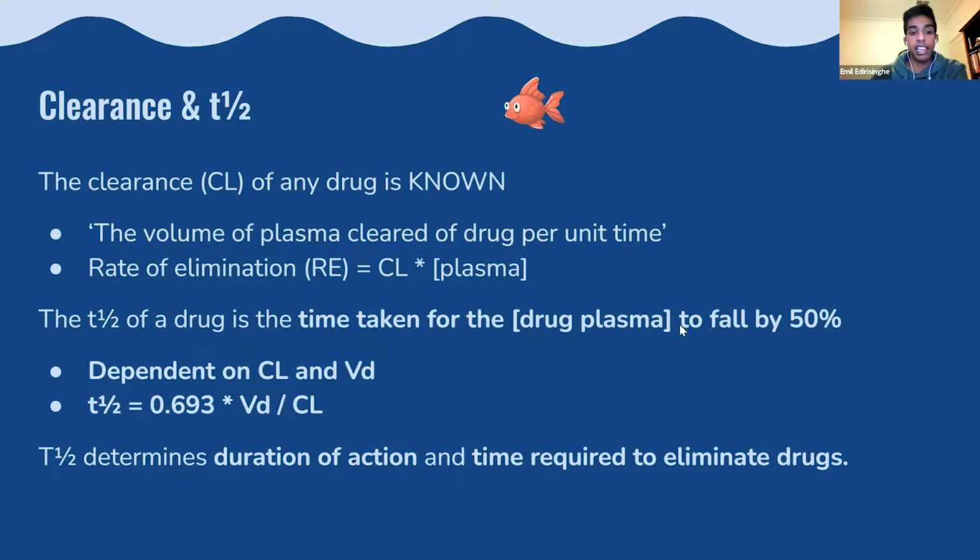The half-life is dependent on the clearance rate and the volume of distribution. The reason that's the case is because the volume of distribution essentially tells you how much of the drug is actually in the bloodstream, and then the clearance rate tells you how much of this drug in the bloodstream is taken out of the bloodstream and excreted per unit of time. So you get that the half-life is equal to 0.693, which is a constant, multiplied by the volume of distribution over the clearance rate. Ultimately, the half-life determines the duration of action and the time required for drugs to be eliminated.